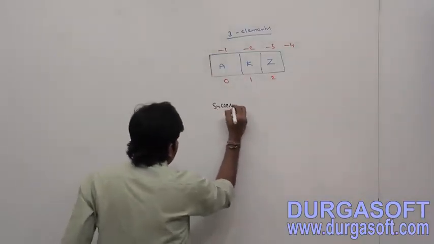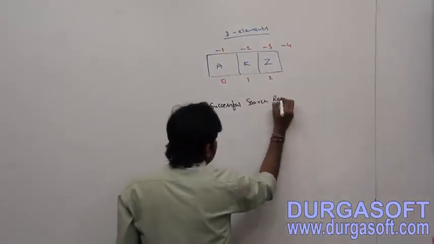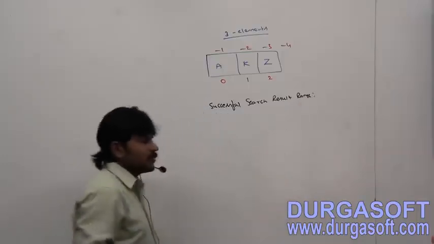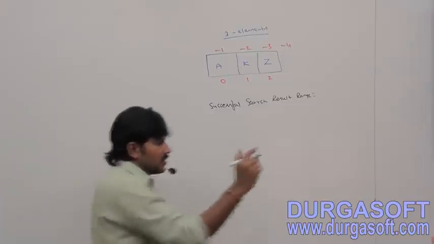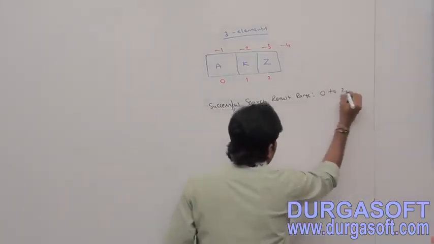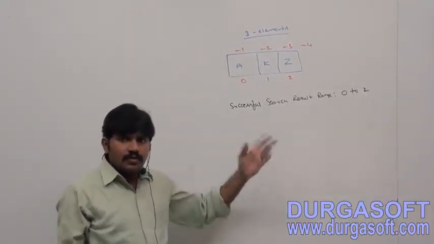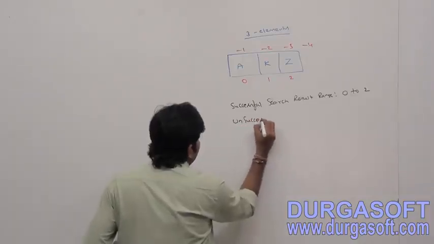Now my target is, for a list of 3 elements, the successful search result range. What is the range of results if the search is successful? 0 to 2. Correct. The successful search result range is either 0 or 1 or 2. Next, the unsuccessful search result range.